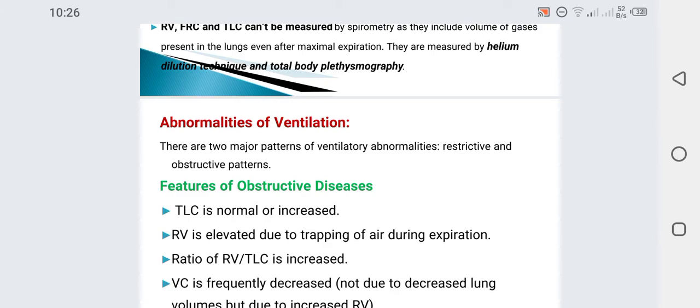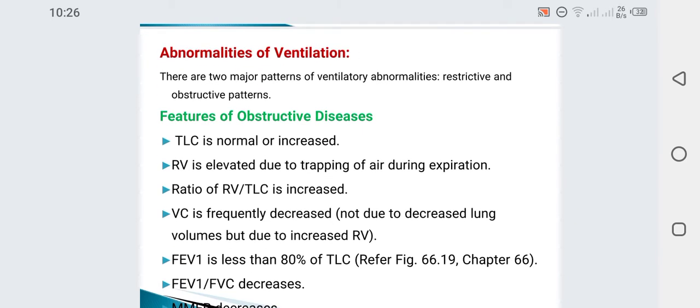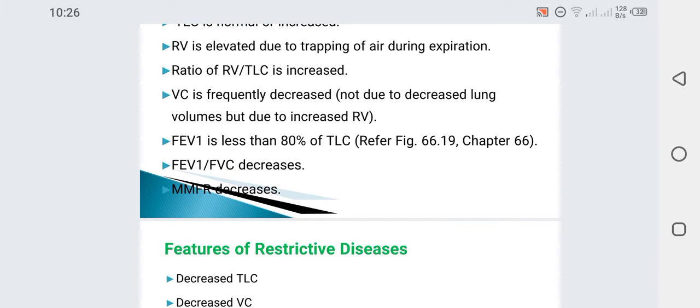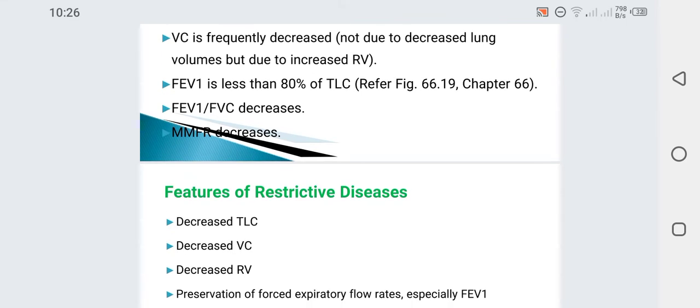There are two patterns of ventilatory abnormality. First is restrictive and second is obstructive. So what are the features of obstructive disease? Total lung capacity is normal or increased. Residual volume is elevated due to the trapping of air during expiration. The ratio of residual volume to total lung capacity is increased. Vital capacity is frequently decreased. FEV1 is less than 80%. FEV1 by FVC is decreased.